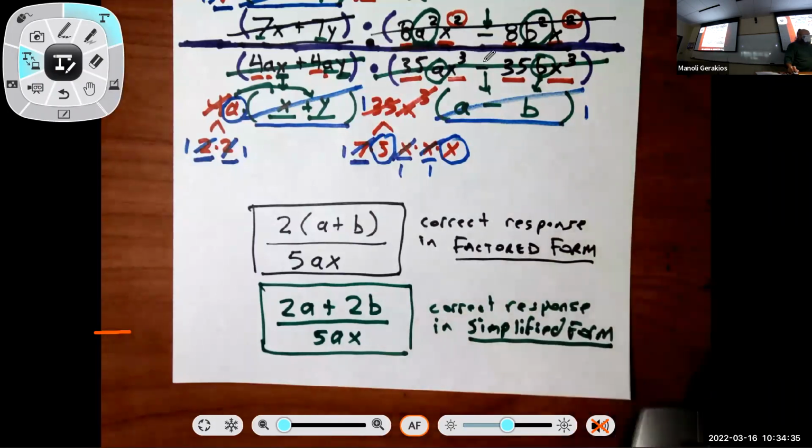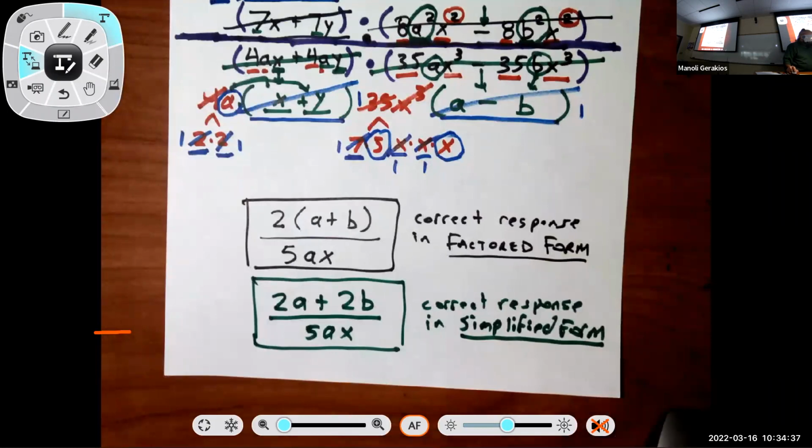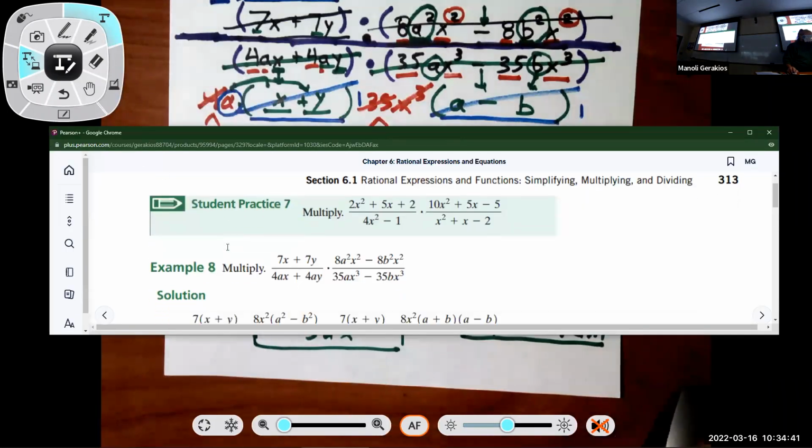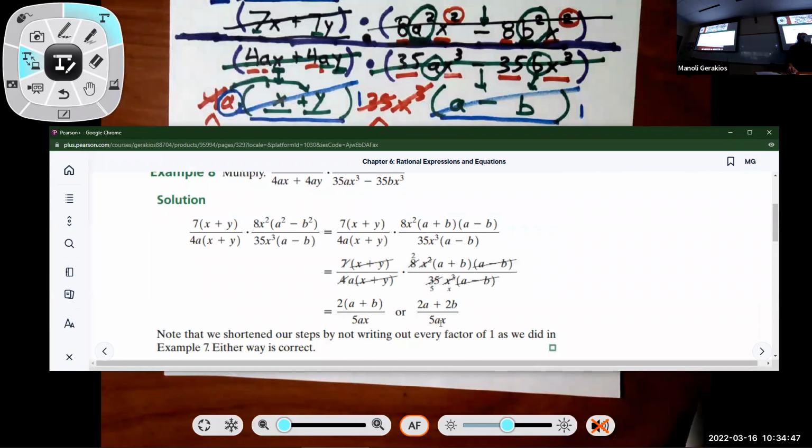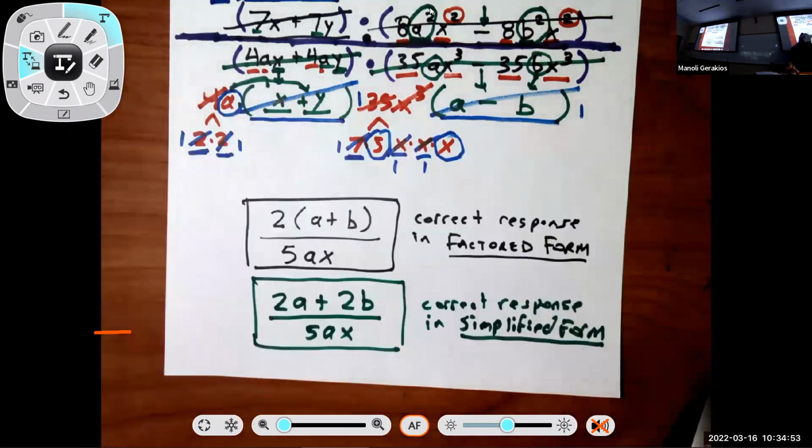Okay, all right, let's see what your textbook did. A lot of the similar stuff. So they show the two versions of the answer like we did, but they just don't explain what you're looking at.